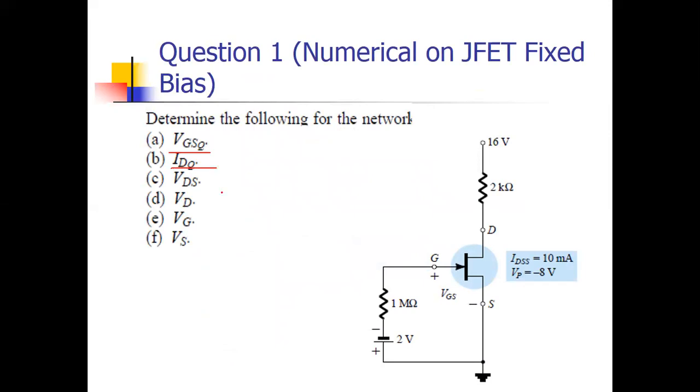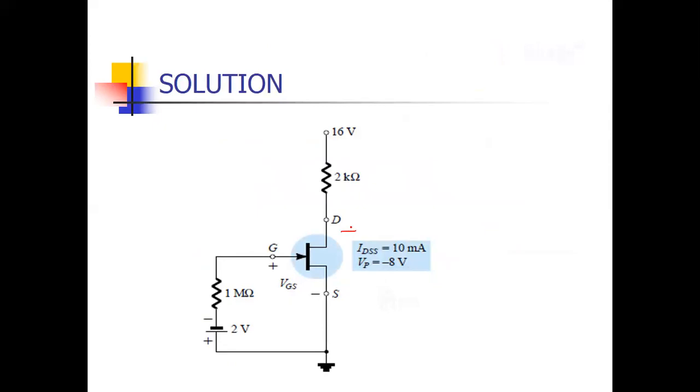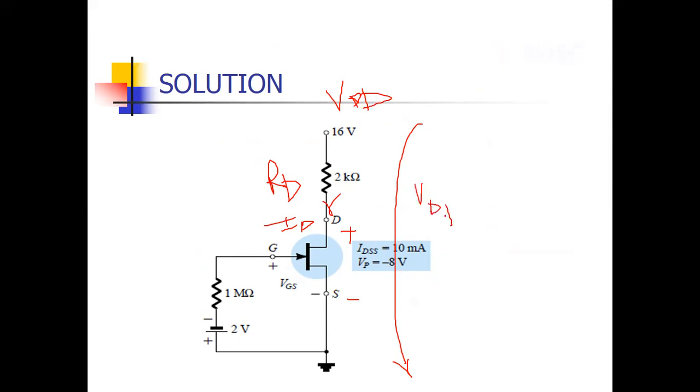Now part 3, what we want? VDS. VDS means voltage across these two terminals. Now we have to apply the KVL here. Remember, this is your resistance RD. So across this, what current will flow? ID. And the supply, generally we write it as VDD. So if we apply KVL, what will be the equation? Equation will be VDD, then voltage across RD is IDRD, minus IDRD.